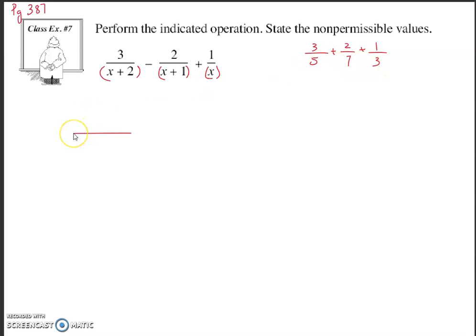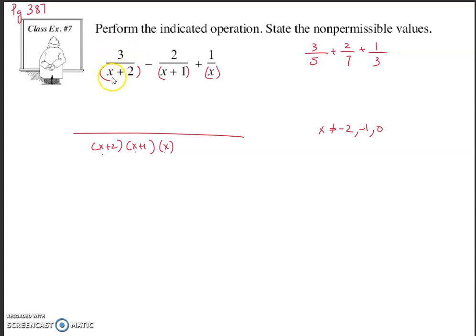So same thing would happen here. It would be just x plus 2 times x plus 1 times x, which means my non-permissible values cannot be equal to -2, -1, or 0. So we get those from these three.